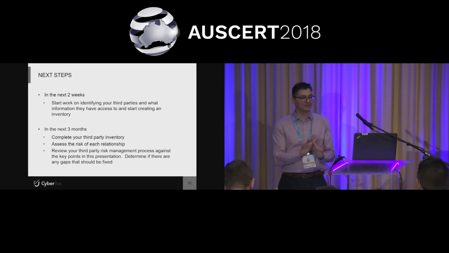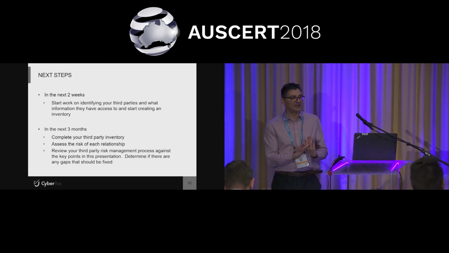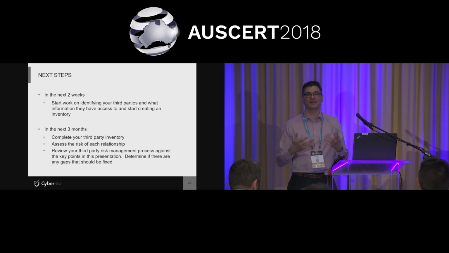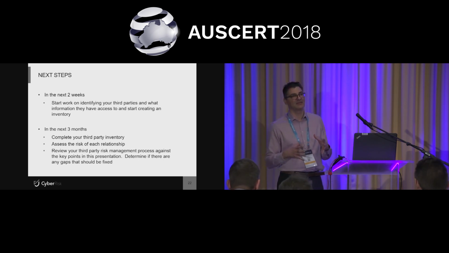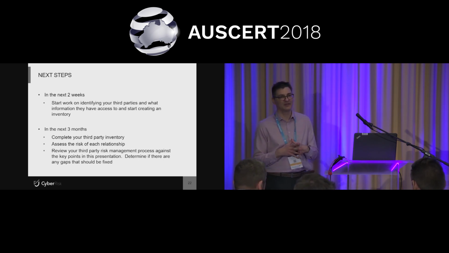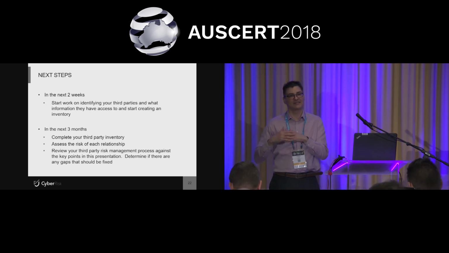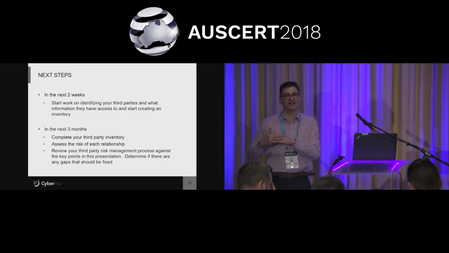So from here, what do I think you should do? Definitely, if you don't have a third-party risk management program, you should think about implementing one. So start work on identifying your third parties. Start work on putting together that inventory or that map of the different third parties that you have, both inside your organisation and outside, the access to the information they have, the level of access they have, and whether you have any indication of how well they're protecting the information.